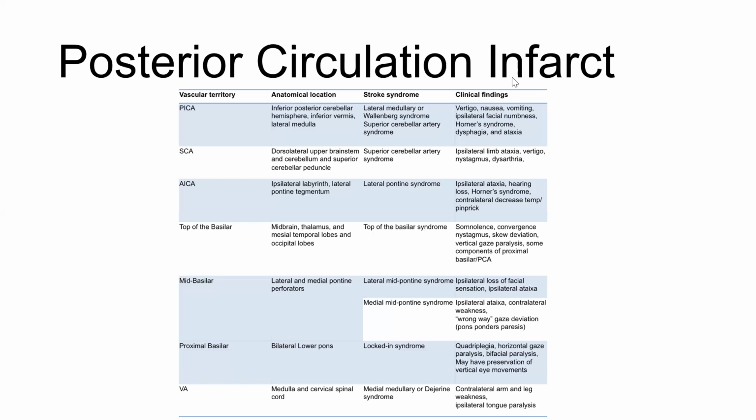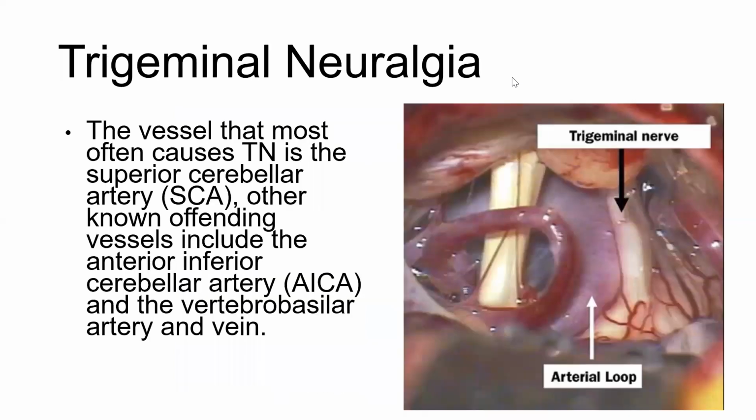So I will tell you about this proximal basilar stroke, that is the locked-in syndrome, where there is quadriplegia, horizontal gaze paralysis, bifacial paralysis, and may have preservation of the vertical eye movement. And in vertebral artery ischemia, you have the medial medullary Dejerine syndrome with contralateral arm and leg weakness and ipsilateral tongue paralysis.